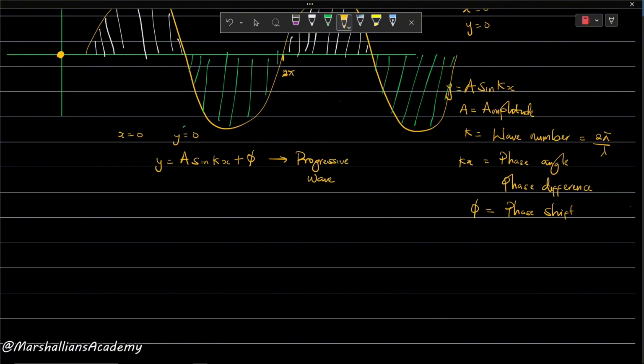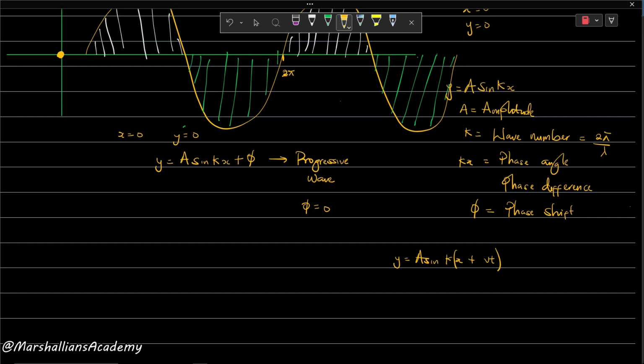Now, when there is no phase shift, which means when the wave starts at the origin, then phi will be equal to 0. Are we together? Which takes us back to A sine kx. But that is fine. This is not the form of equation you'll be seeing in most of your textbooks. The equation you'll be seeing in most of your textbooks will go like this: y equals A sine kx plus vt, like this.